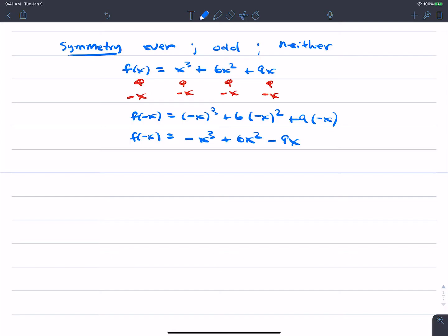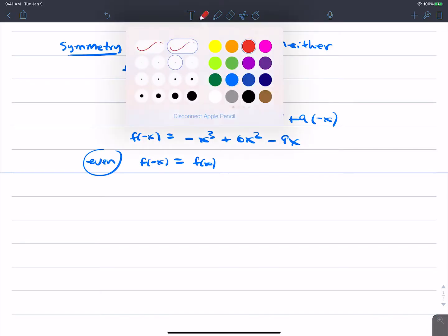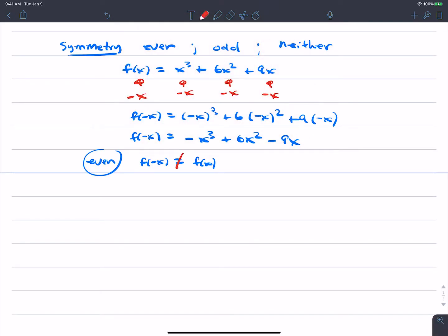Now, even is when these two things are equal to each other, right? Remember, even means that f of minus x is the same as f of x. That's when the function is even. And what do you guys know here? Are they the same functions? Nope, they're not. So let's put a not equal. And that simply means that f is not even.